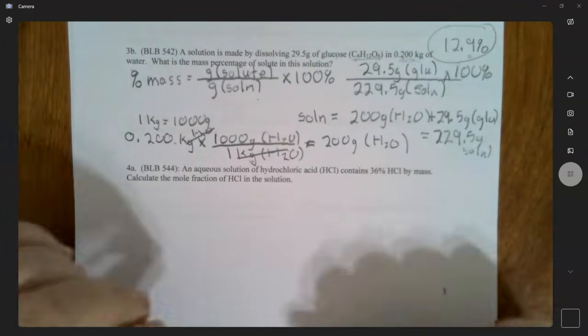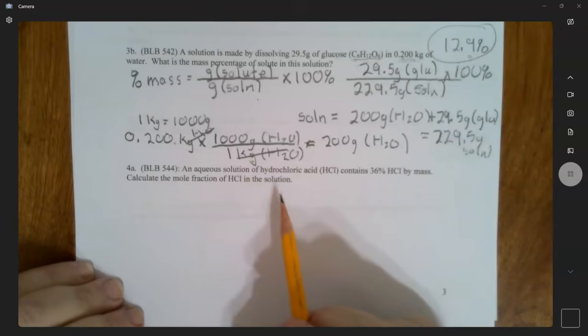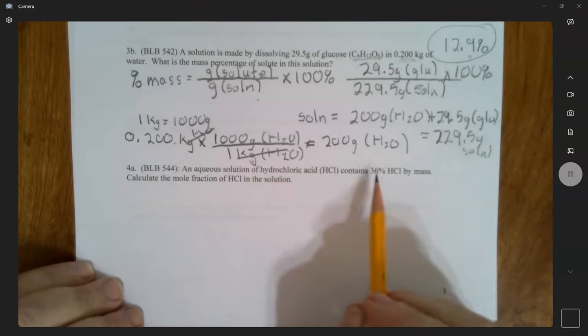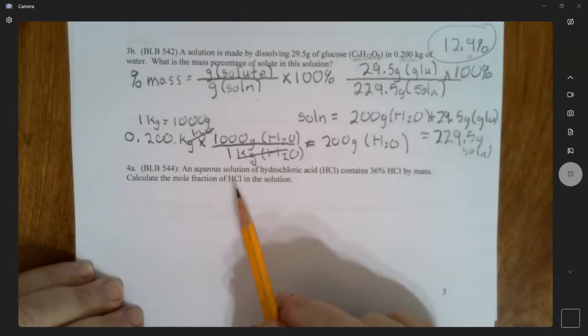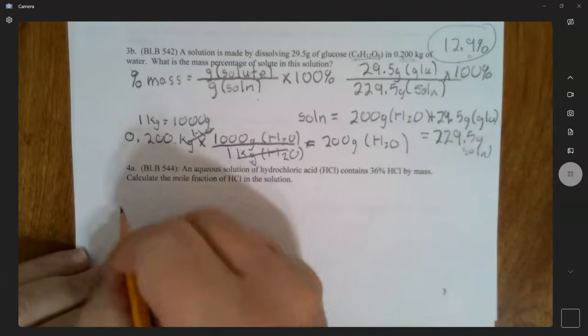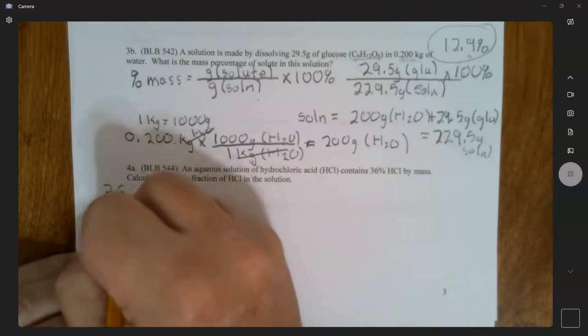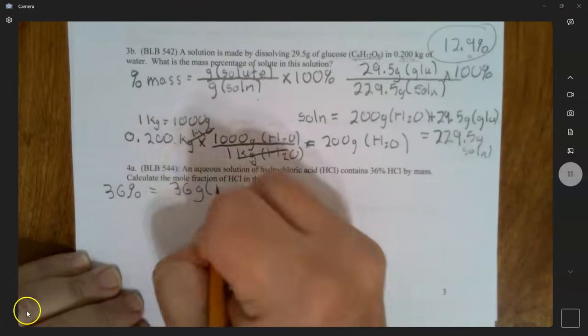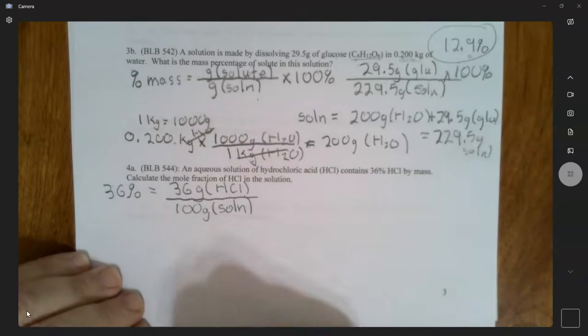Okay, keep going. 4a. An aqueous solution of hydrochloric acid, HCl, contains 36% HCl by mass. Calculate the mole fraction of HCl in the solution. Okay, so we're going to do what we said we always do. We're going to turn the percent into grams by choosing a 100 gram sample of the solution.